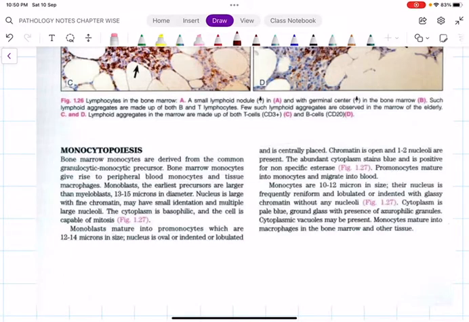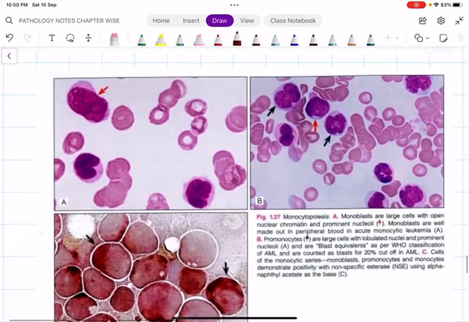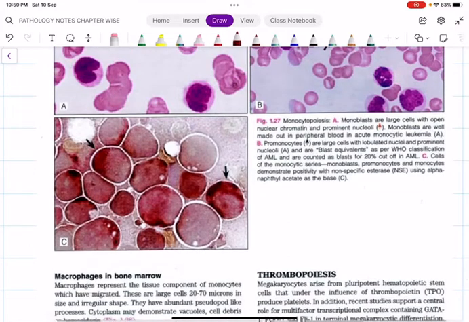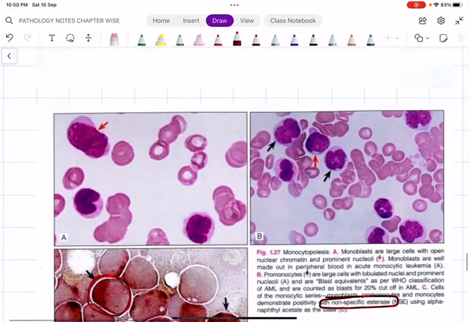Monocytes in the peripheral blood, when they come to the tissues, we call them macrophages. How will you identify the monocytes? Just remember one important point. The important stain is non-specific esterase. Monocytes are positive for non-specific esterase. You can see the reddish staining. That is the non-specific esterase. Monocytes stain positively for non-specific esterase, NSE.